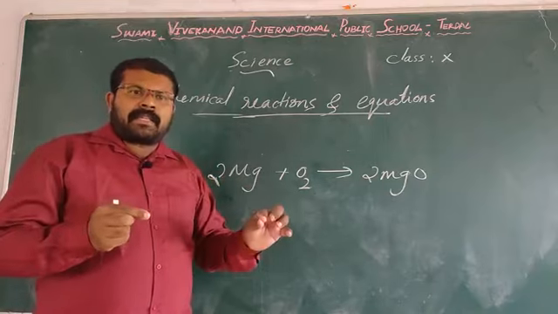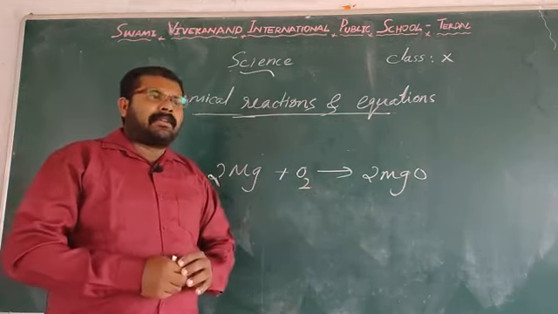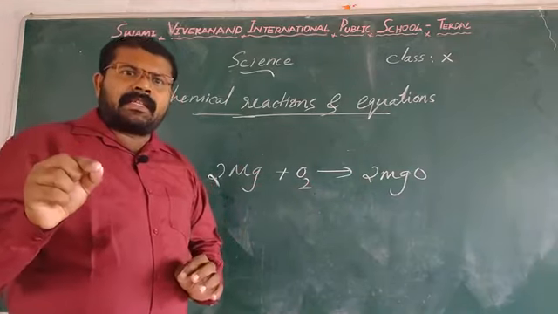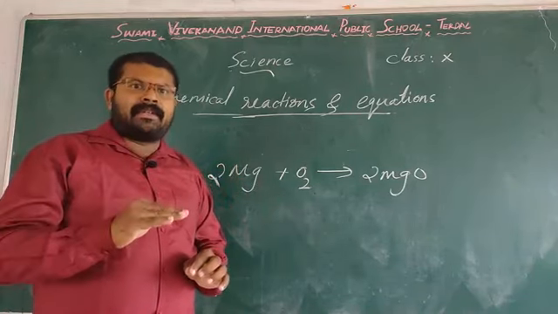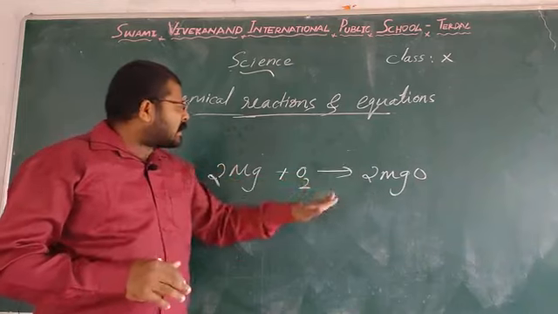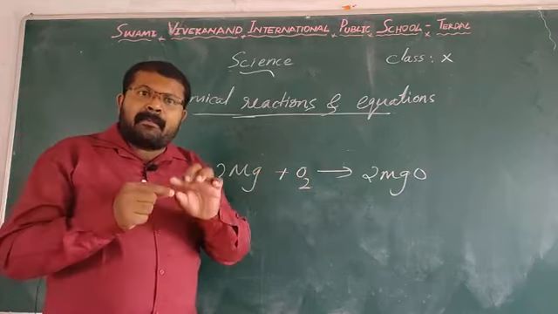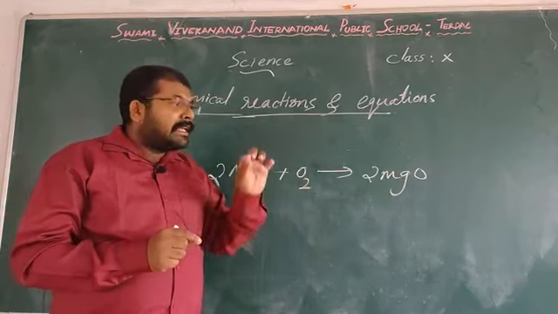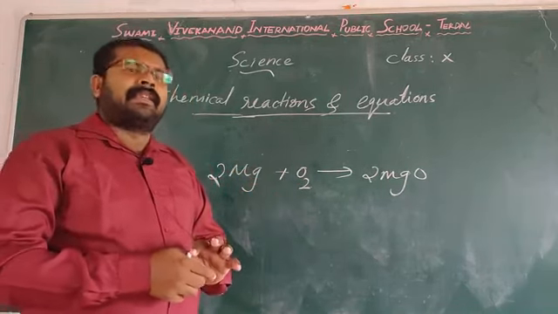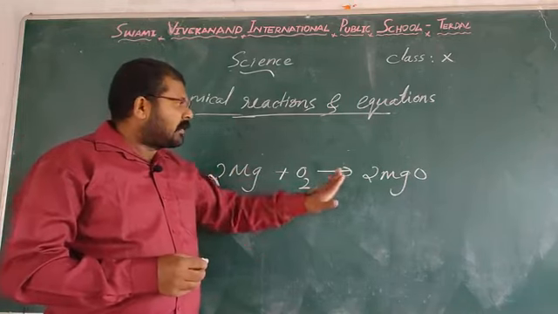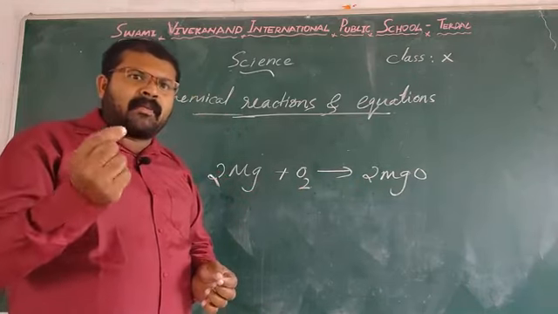Because certain impurities as well as oxides of magnesium may be present over the magnesium ribbon. If the oxide is present over the magnesium ribbon, it can prevent further action of magnesium with the oxygen. So you have to rub with the sandpaper to remove the impurities as well as the oxides of magnesium. Got it? Next, hold this magnesium ribbon with the tongs.